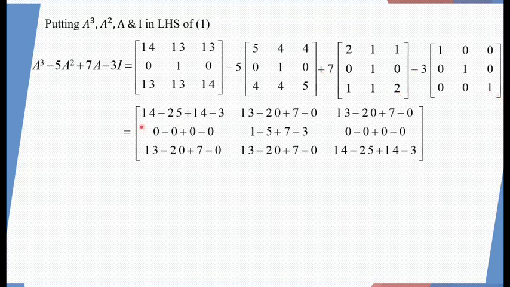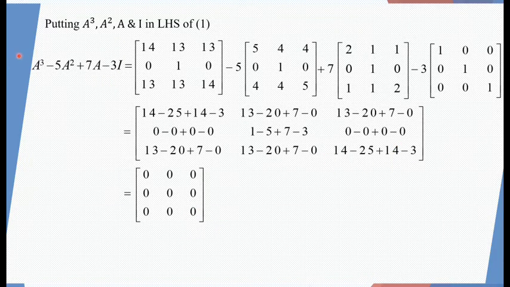So on simplification, 14 plus 14 is 28, minus 25, minus 3, minus 28. So it is 0. Same as 13 or 7, 20 minus 20 is 0. This is also 20 minus 20 is 0. This is 0. 7, 1, 8, 5 minus 3, 8, 0. This is 0. 13 or 7, 20 minus 20 is 0. This is 20 minus 20 is 0. This is 28 minus 28, 0.